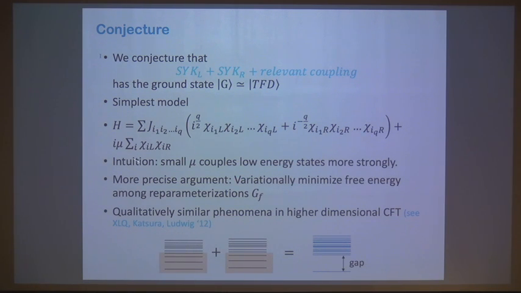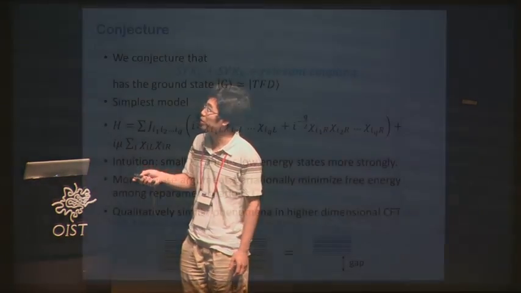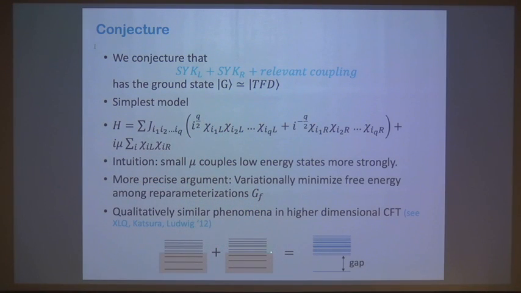The very rough intuition here is that when you take these two almost conformal field theories, which have a lot of low energy states, and then you turn on this small coupling, the small coupling is not going to couple the high energy states a lot. So the new ground state you get is basically a superposition that mainly consists of low energy states. So it's not surprising that if you look at the entanglement between the two systems in the ground state, it's more entangled between the low energy states. In that sense, it's more like a thermal state. The weight is higher at low temperature, low energy.